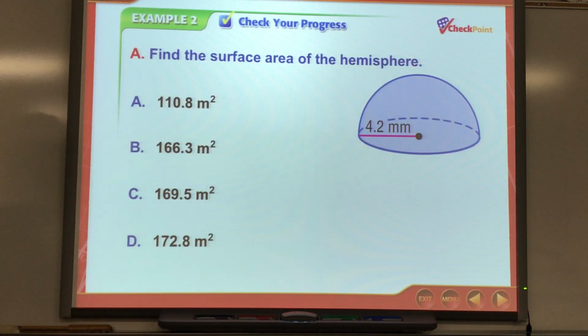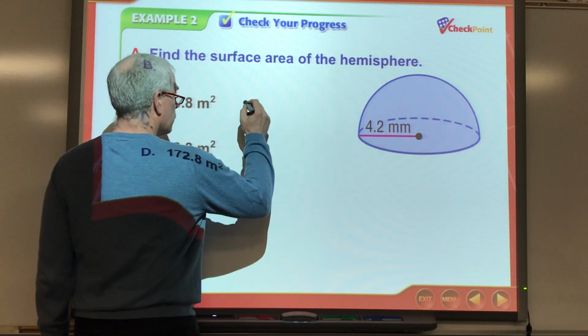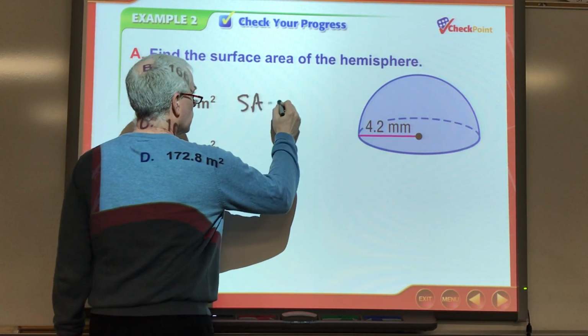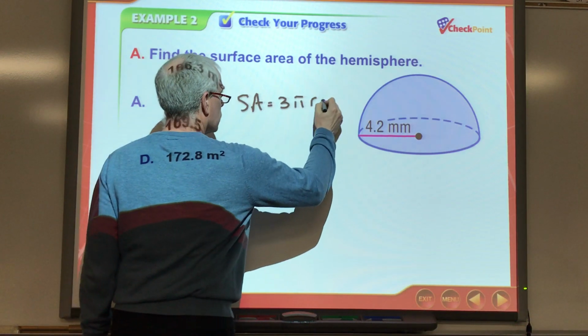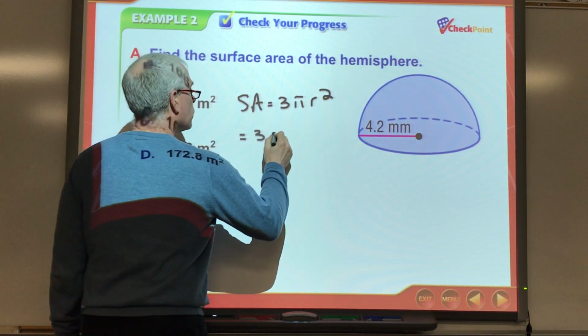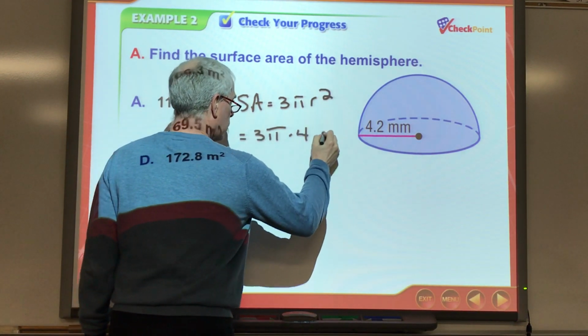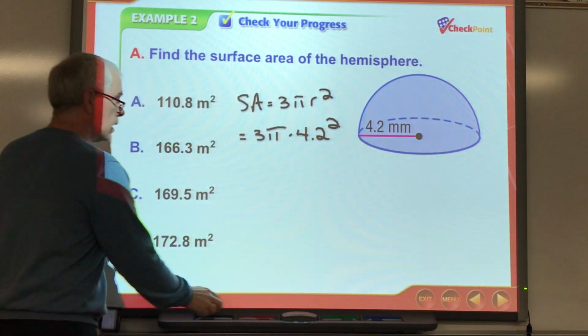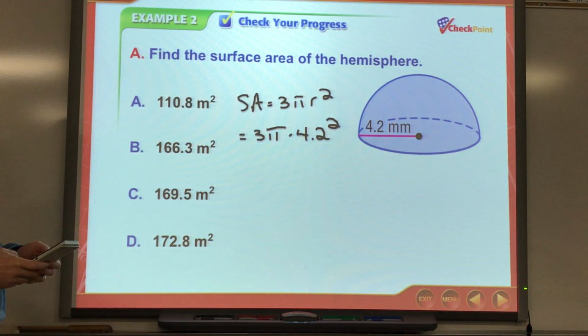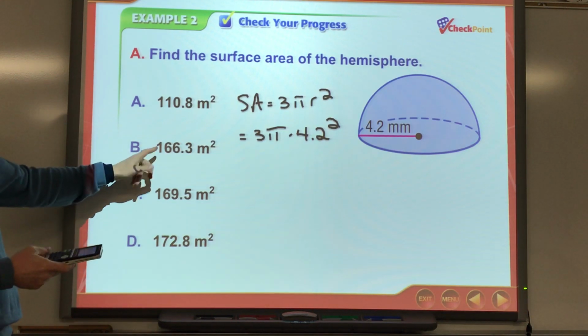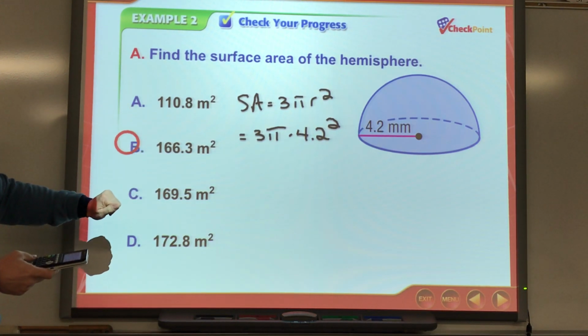So find the surface area of the hemisphere, first of all. Okay, so we said the surface area of a hemisphere was 3 pi r squared. So that's 3 pi times 4.2 squared. Okay, that's how I would work that one out. So 3 times pi times 4.2 squared. I get 166.25 or .3, so it looks like B.